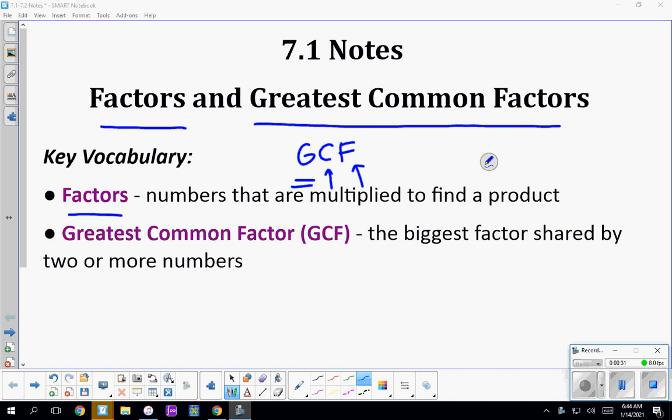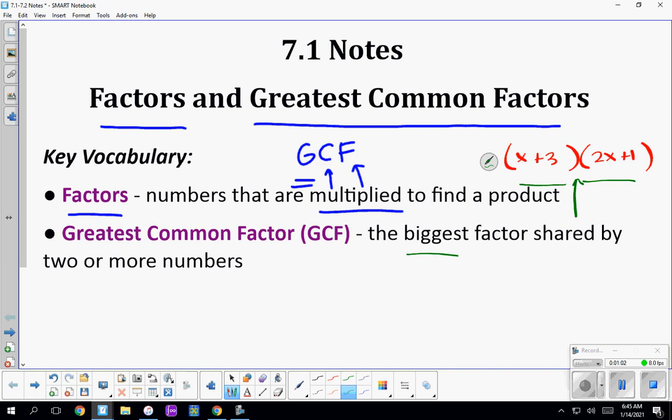So a factor is a number that's being multiplied to find a product. In the last chapter, the problems we were given when it was a multiplication problem may have looked like this. And because these are being multiplied, each one of these is a factor. So this is one factor, and this is one factor, because they're being multiplied together. Because they're being multiplied to go into some number, a factor is something that can divide evenly in.